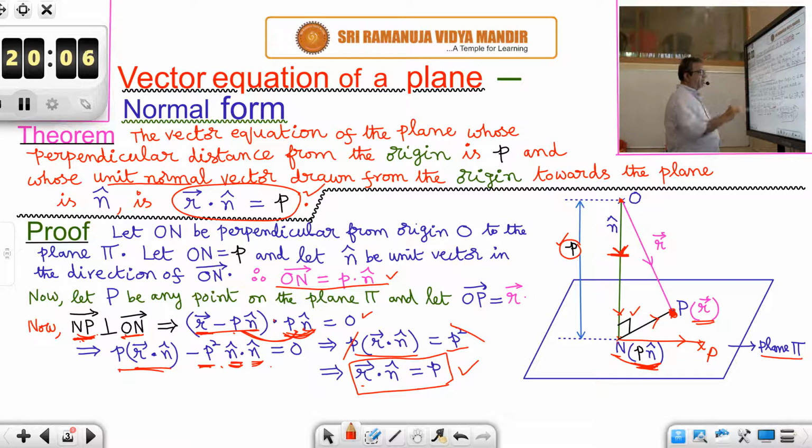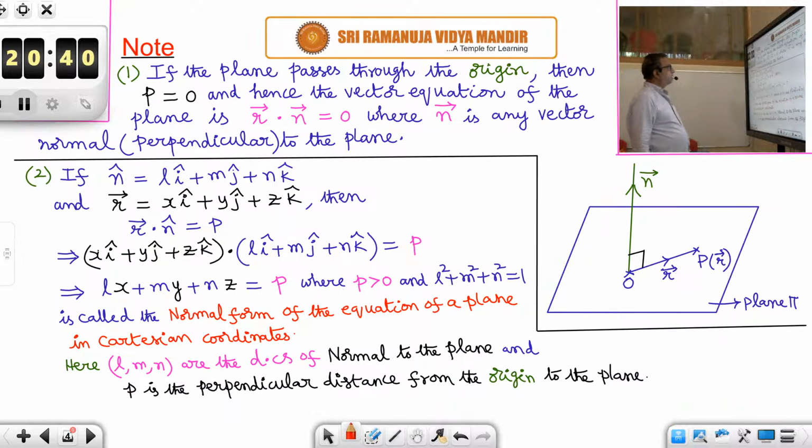So P is fixed here. The perpendicular distance from the origin to the plane is fixed. So n cap is also fixed. Unit vector from the origin towards the plane is also fixed. So here there are no parameters, is it not? Just like in the previous examples we have t and s as parameters. Here there are no parameters. So this is called normal form, because here n cap is the unit normal vector to the plane, towards the plane from the origin. So that is why it is called normal form. Okay, let us go to the next page.